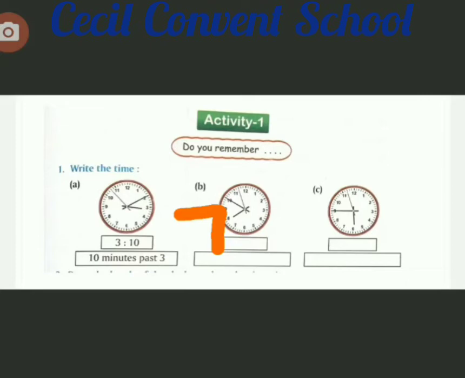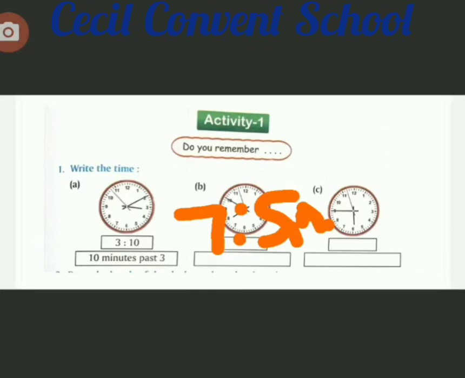It will be 50, so the answer will be 750. Clear? So in the smaller box you write 750 in numbers. Clear? And in the bigger box, you have to write it in words.